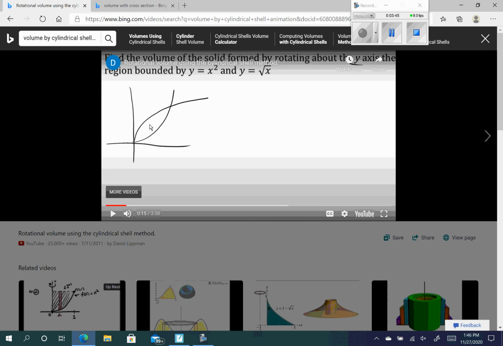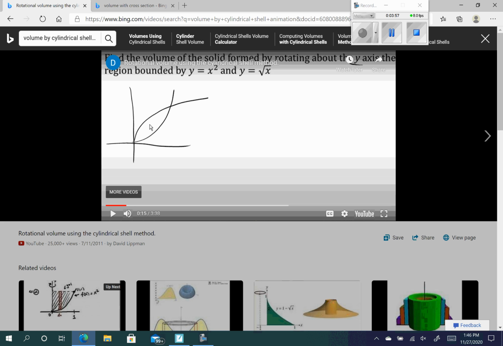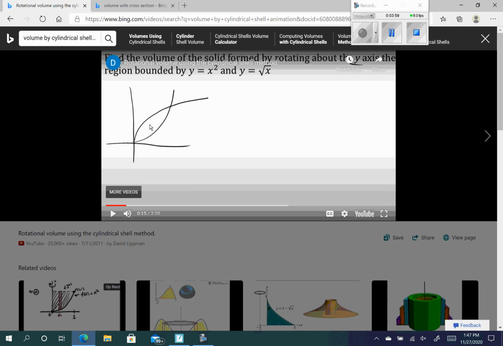All right, now for this one, the problem is saying to find the volume of a solid formed by rotating about the y-axis the region bounded by y equals x squared and y equals the square root of x. This is just a rough sketch, but they put this into a computer program that eventually takes you through what a cylindrical shell is going to look like, and essentially what we're going to be drawing here.